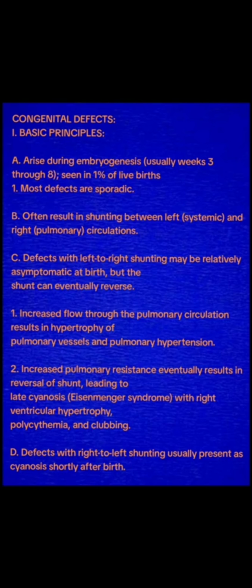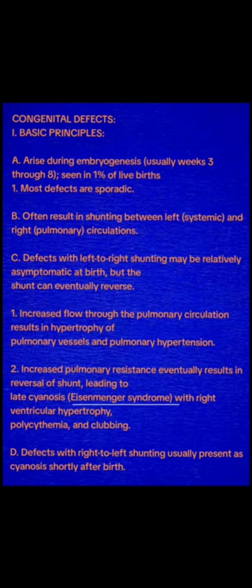Increased flow through the pulmonary circulation result in hypertrophy of pulmonary vessel and pulmonary hypertension. Increased pulmonary resistance eventually result reverse of shunt, leading to late cyanosis, Eisenmenger syndrome with right ventricular hypertrophy, polycythemia, and clotting.